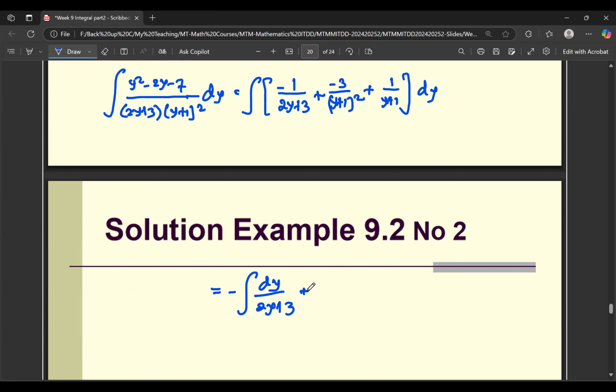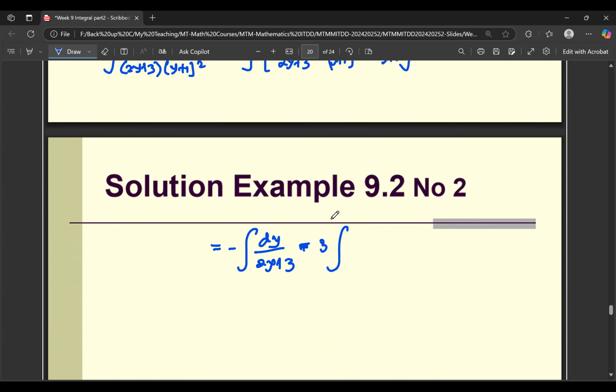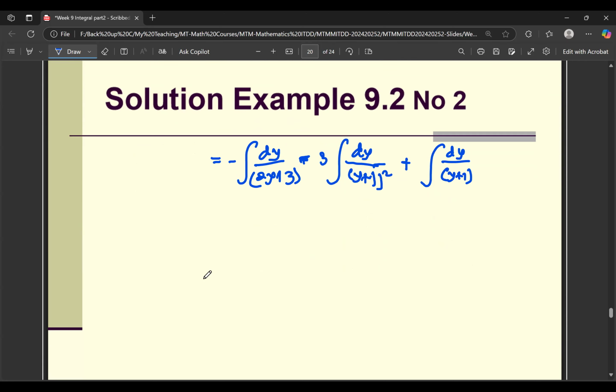And for the second, we will have minus 3. We'll pull out minus 3 from the integral. We have dy over (y plus 1) squared. And the last, we have 1 over y plus 1. And we already know all of the integrals.